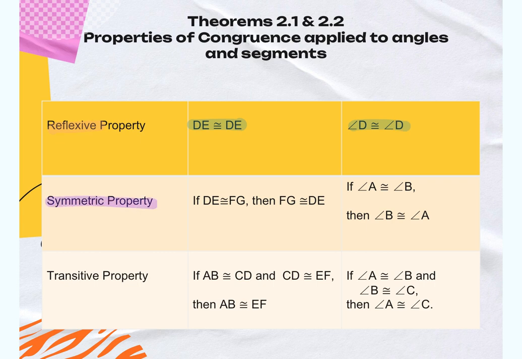Symmetric is the order, so if DE is congruent to FG, then FG is congruent to DE. And if angle A is equal to angle B, then angle B is equal to angle A. And the transitive property, your if-then statements: if AB is congruent to CD, and CD is congruent to EF, then AB is congruent to EF. And if angle A is congruent to angle B and angle B is congruent to angle C, then angle A is congruent to angle C. So the only difference here is that we're using congruence instead of equality.